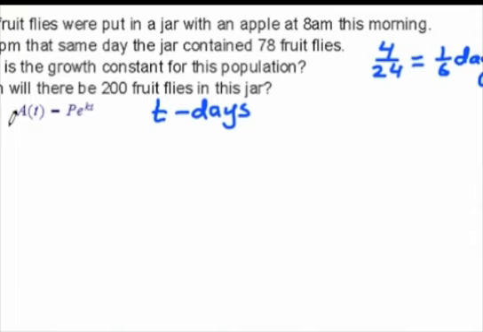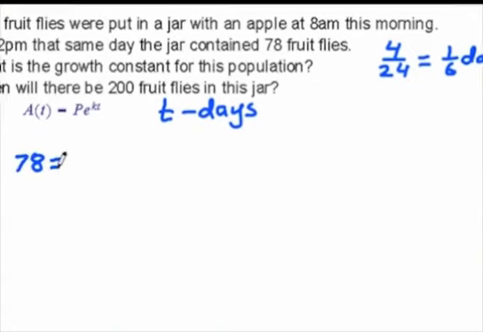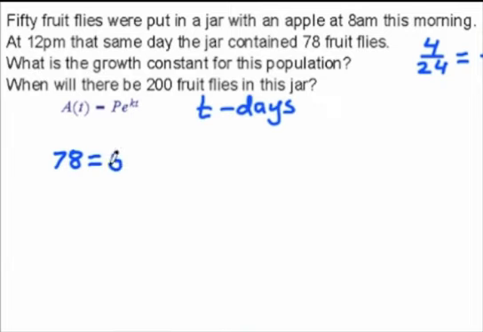Alright, and then plug in what we know into our formula. We know the population after a period of time, that would be 78. It's going to equal the beginning population, which was 50, times e raised to the k, times 1/6 of a day. And then all we have to do is solve for k. So the first step would be to divide both sides by that 50, just to get it out of the way.